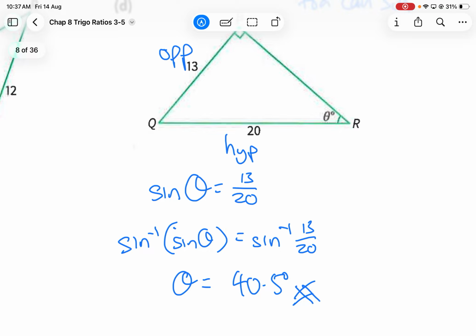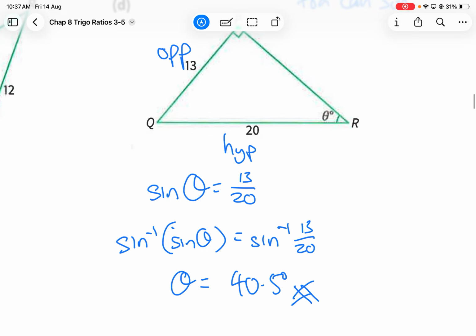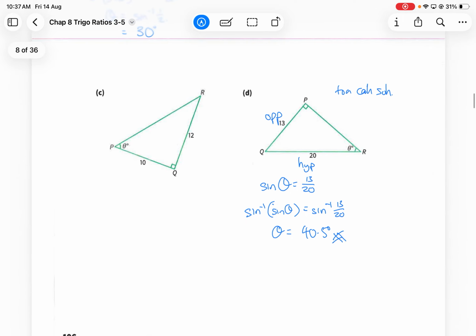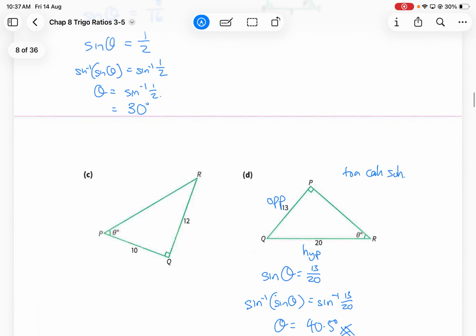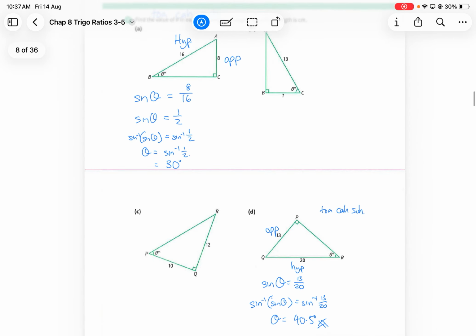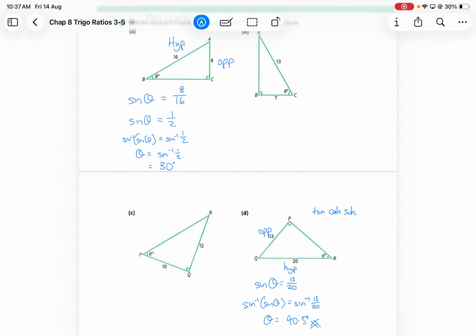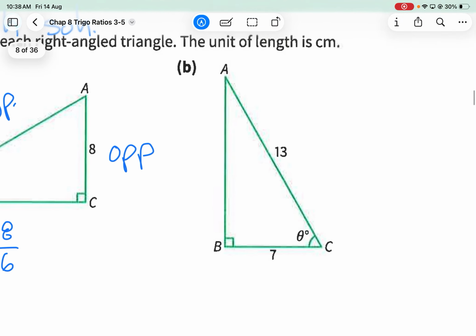Okay? Try. Yes. Okay, try B and C on your own. I want to find the angle. I have these two sides. How do I link these two sides together? Which is the Trigo ratio to use? Can. Do it.